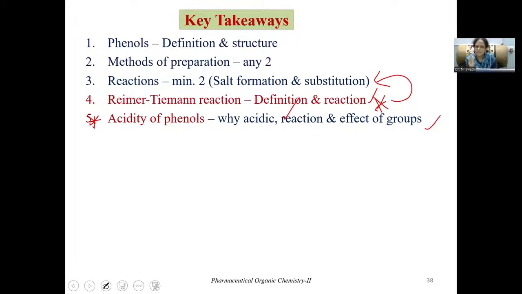So at least if you learn, by omitting all the resonance structures, up to this part also, you will get 3 or 3.5 marks out of 5 marks if it comes as a 5 marks question. So that is about acidity of phenols.